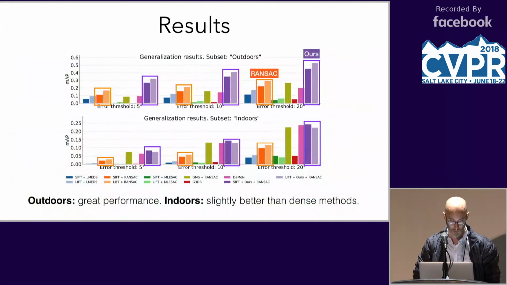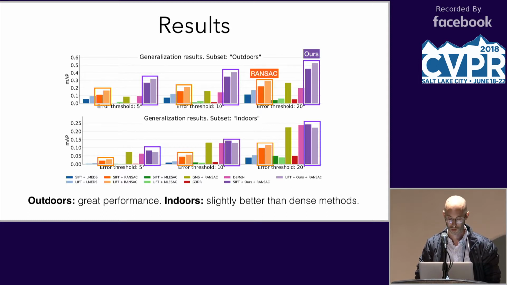So these are the numerical results. We benchmark our approach against a number of baselines. Our results are the ones in purple. We have 2 columns because we are using 2 different types of key points to construct the input to the network, SIFT in a dark color and LIFT in a bright color. And as the results show, we perform extremely well on outdoor scenes.